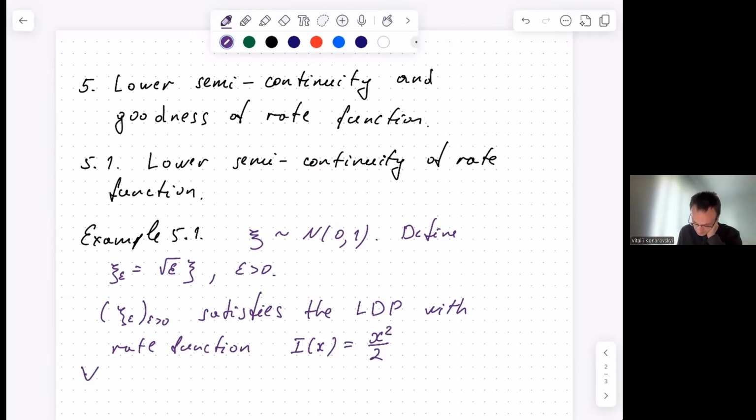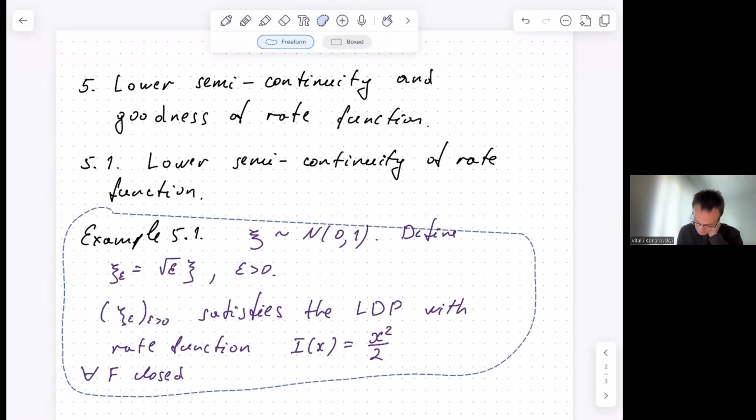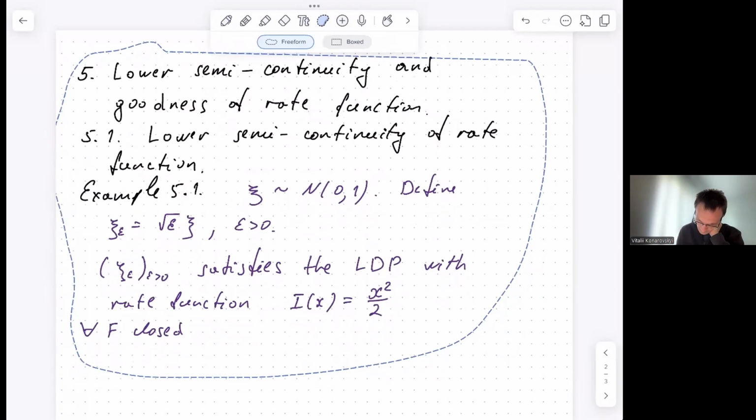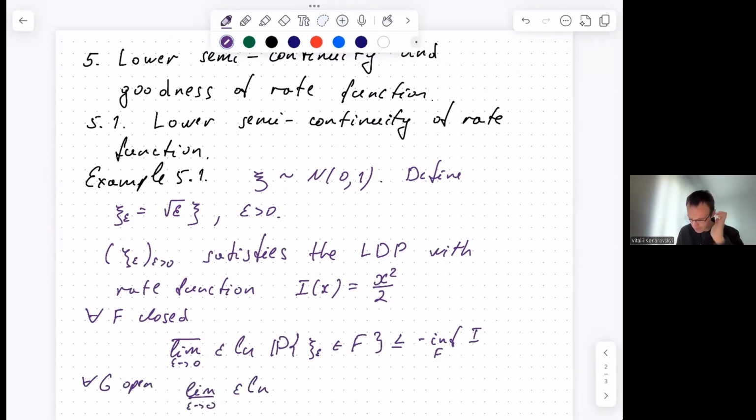It means that for every F closed, you have that the upper limit, as epsilon goes to 0, of epsilon logarithm of the probability that psi epsilon belongs to F is less or equal than minus the infimum over F of the function I. And for every G open, we have that the lower limit of epsilon logarithm of the probability that psi epsilon belongs to the open set G is larger or equal than minus the infimum over G of I.